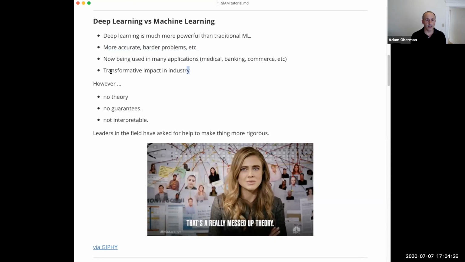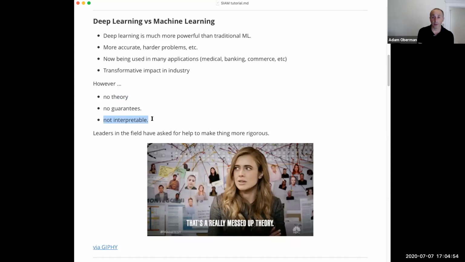The impact in industry is transformative. When I talked to someone I know in industry, they said, well, this is the biggest thing since online transactions, basically. But there's no theory, there's no guarantees. It's not interpretable. Whereas with statistical learning methods, you can have somebody working at a bank, being a data scientist, learning how to do this stuff. With deep learning, it's really not possible yet, which is why people who can do deep learning are in very high demand.